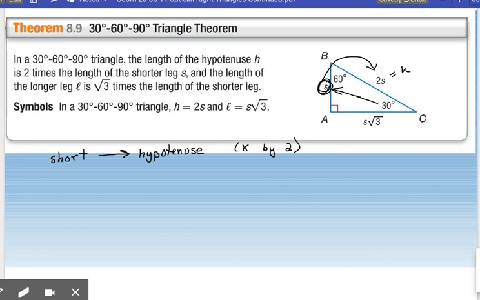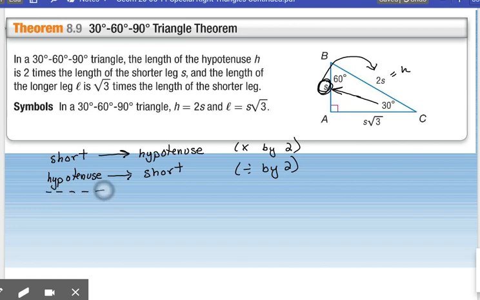Now, if we have to turn that around, if we are starting with the hypotenuse and we're going to the short side, it works in reverse. We would divide by 2. And that is similar to what you were seeing with the 45, 45, 90. It's just there are different calculations.